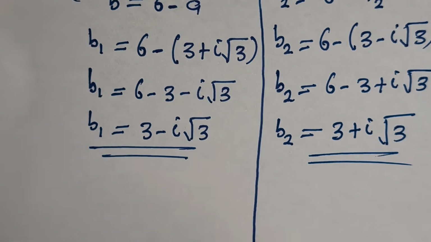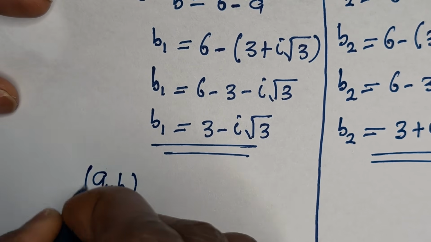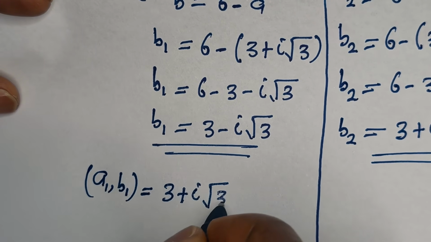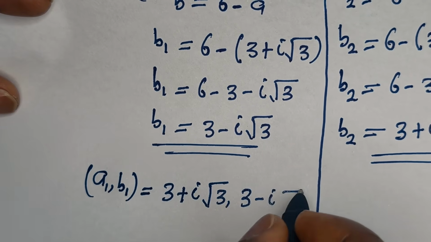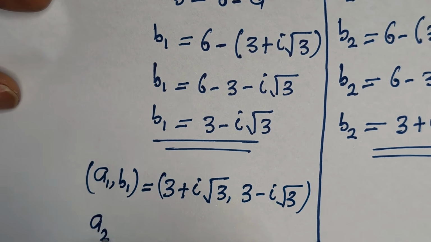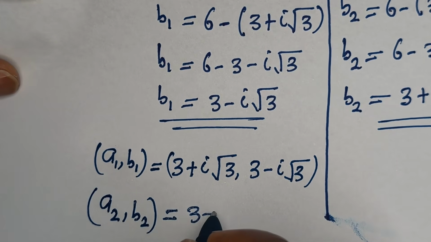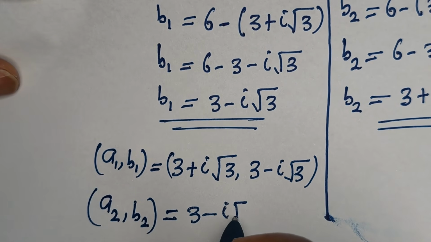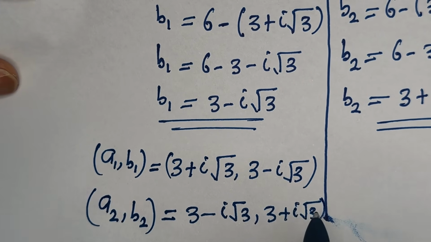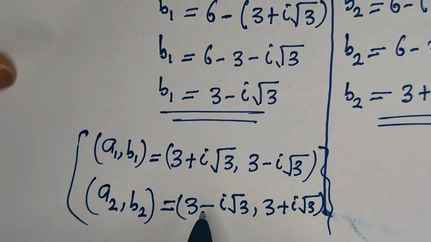Therefore, our final answers are A1, B1, this is equal to 3 plus I root 3, 3 minus I root 3. Then A2, B2, this is equal to 3 minus I root 3, 3 plus I root 3. These are the final answers. We may check to confirm if this answer is right or wrong.